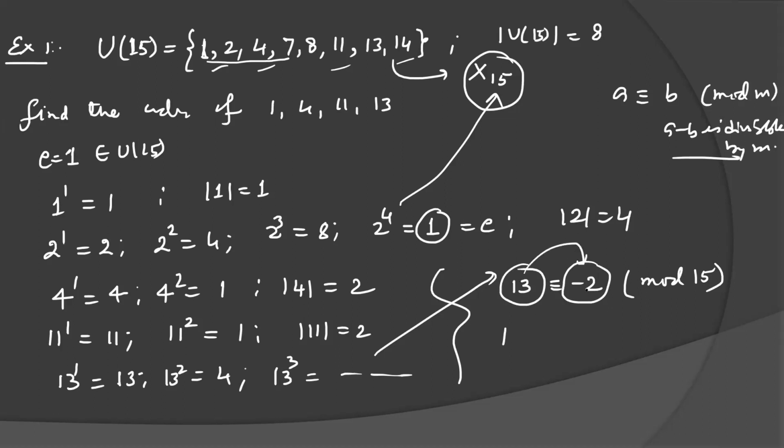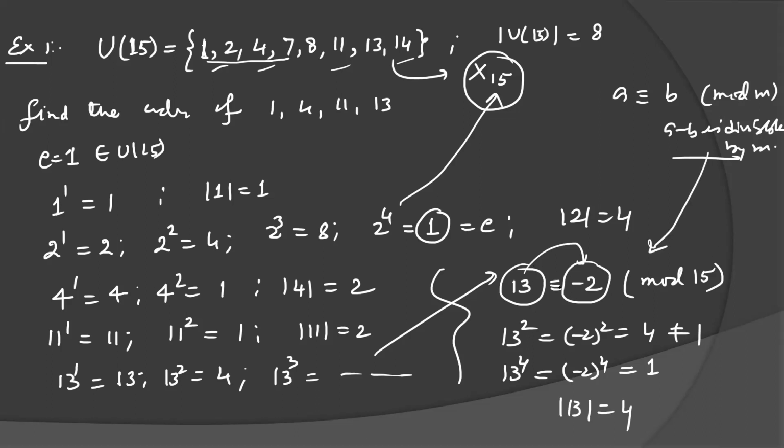Now, we cannot take the odd powers because there is no negative element. So we will take only positive powers. 13 squared means minus 2 squared, that will be 4, not equal to 1. 13 to the power 4, so minus 2 to the power 4, that will be 16. Divided by 15, you will get 1. It means the order of 13 is 4. So if you are dealing with some large number, with the help of congruency, you can convert it into small numbers, and this trick will help us in finding the order of an element.